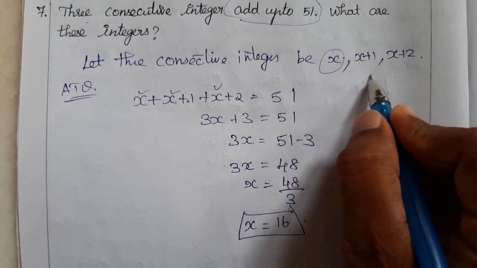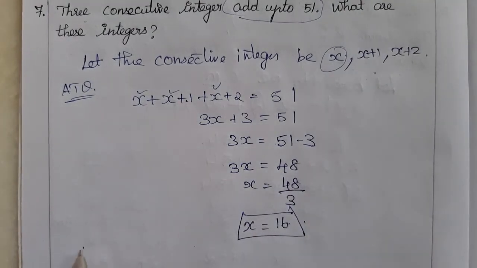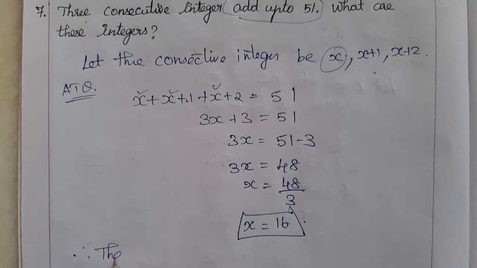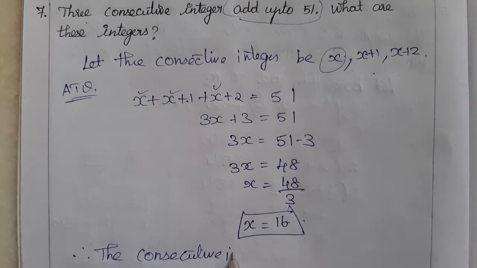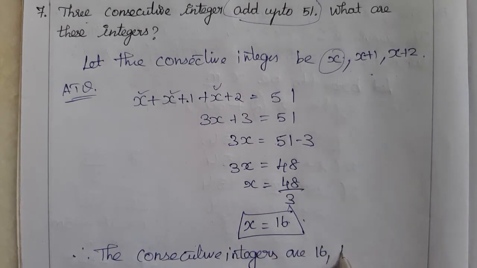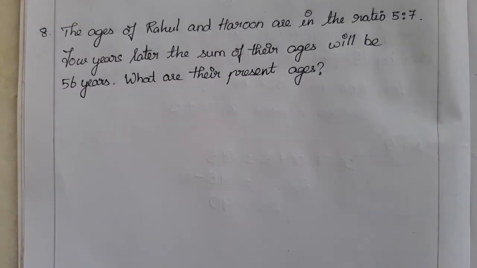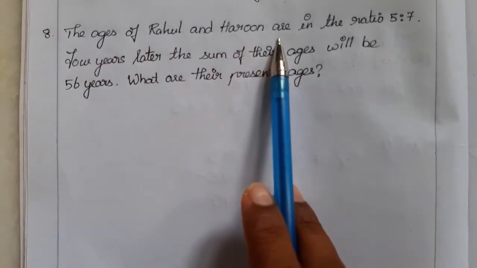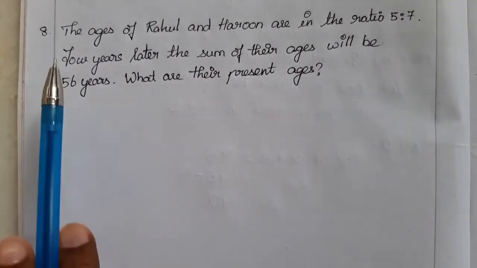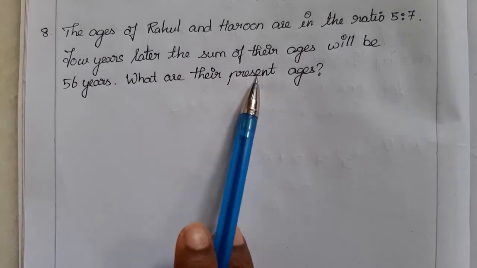What is the next consecutive integer? 17. And next is 18. So therefore the consecutive integers are 16, 17 and 18. So here we go for the next word problem. The ages of Rahul and Harun are in the ratio 5:7. 4 years later, the sum of their ages will be 56 years. What are their present ages?